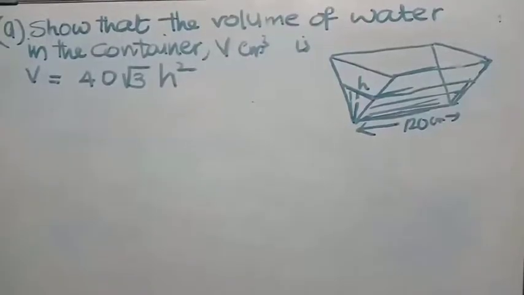First question is, show that the volume of water in the container is V is equal to 40 root 3 h square. So we have to show the volume of water in the container is 40 root 3 h square. So our first task is to find the volume of water in the container. As the container is in the shape of a triangular prism, we know that the volume of water in the container will also be in the shape of a triangular prism.